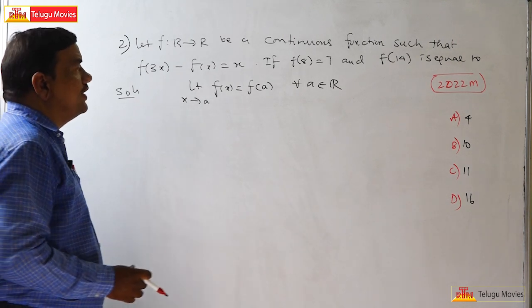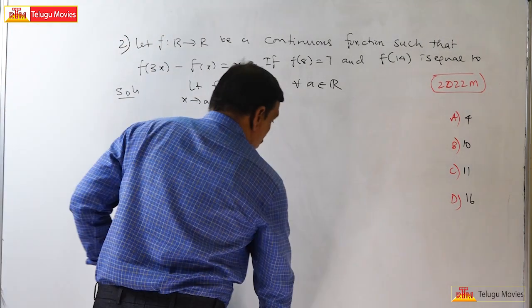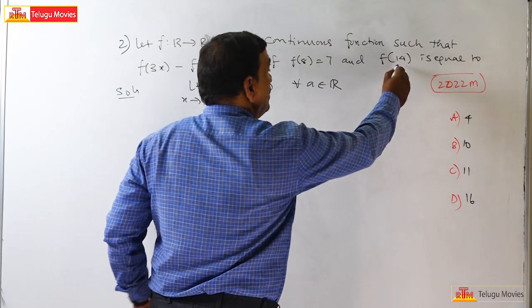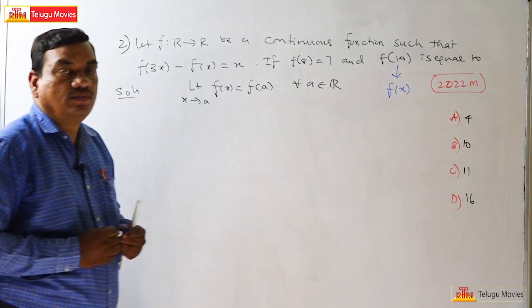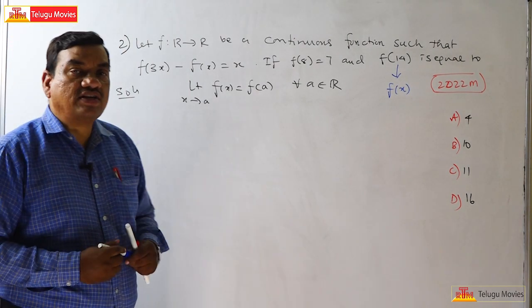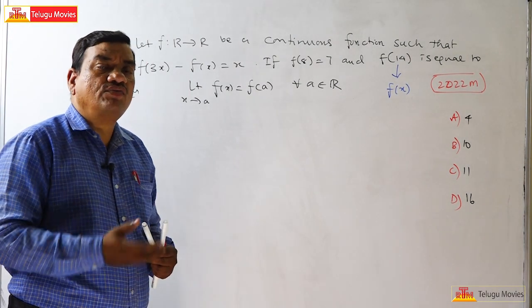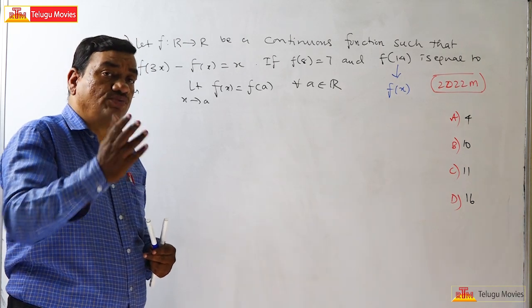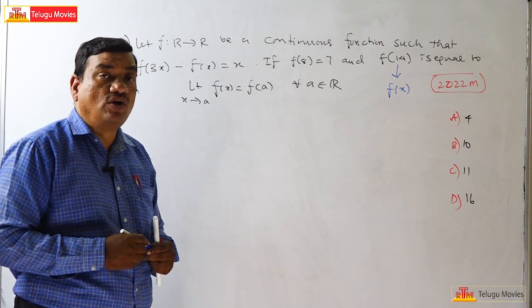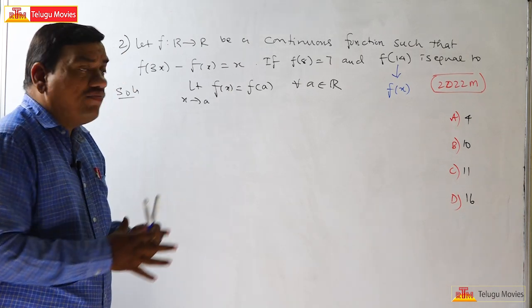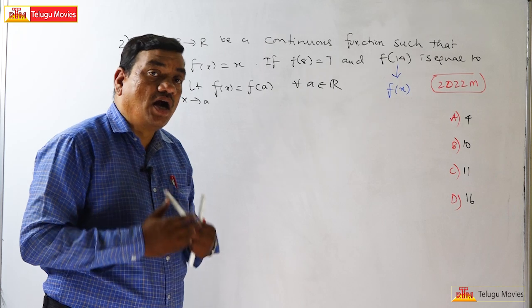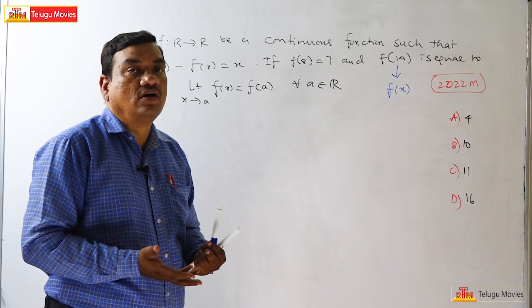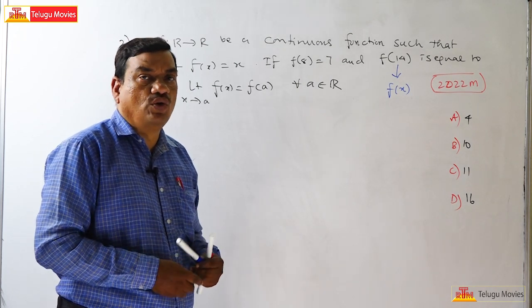Now we have to find out the value of f of 14. That means we have to find out f of x, and after that we will substitute 14 in place of x. So our aim is to find f of x. In which form is it? Whether it is linear, quadratic, cubic, or constant, we don't know.